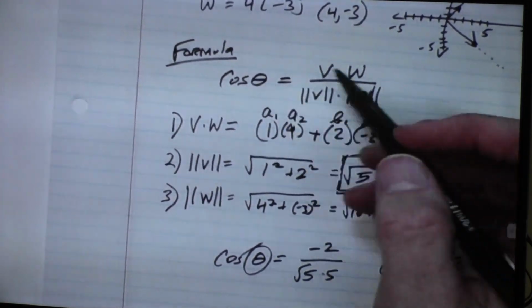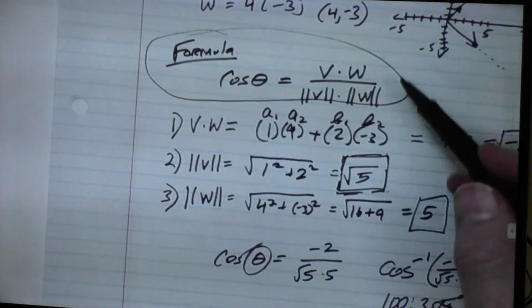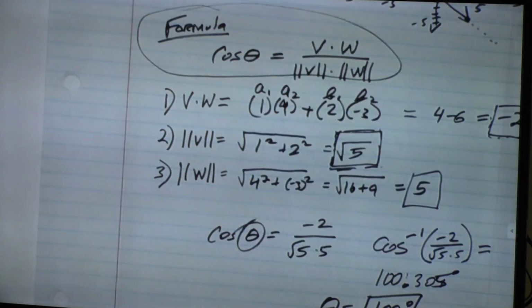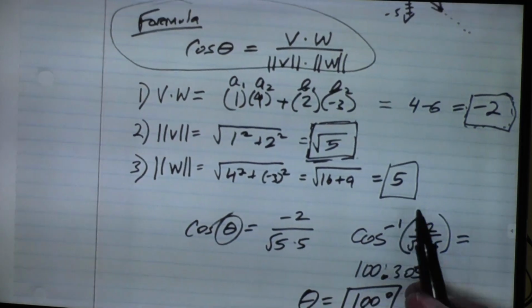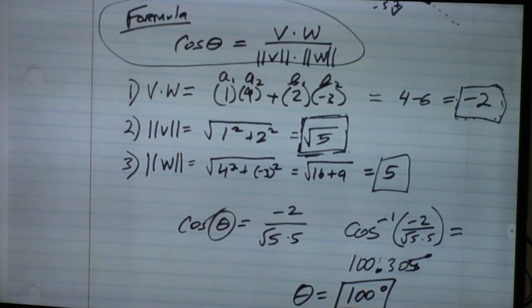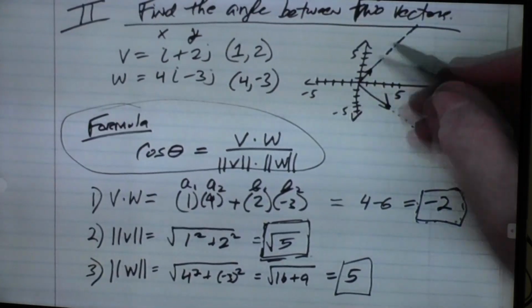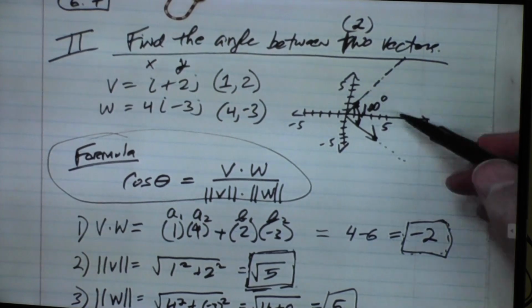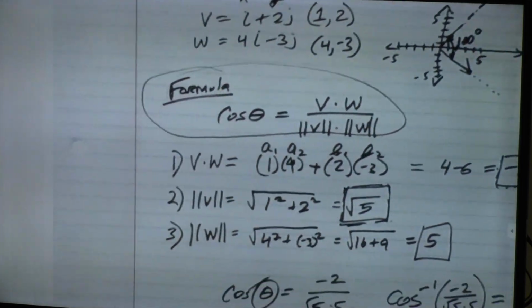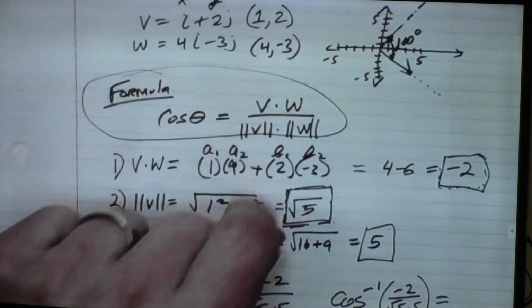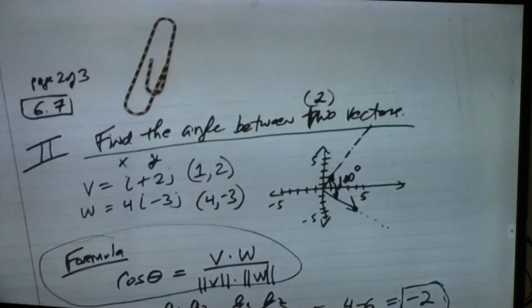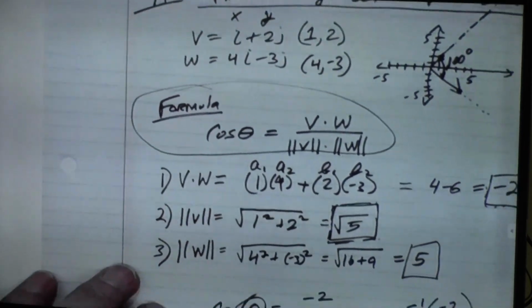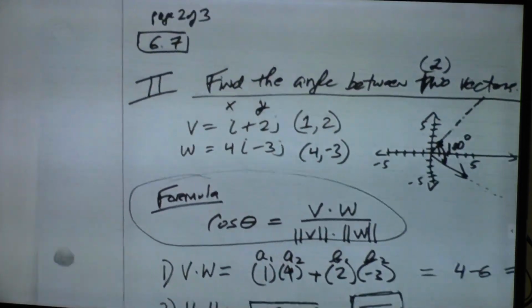So let's review here that you're using this formula to find the cosine of the angle. Once you find the cosine of the angle, you use cosine minus 1, and that will tell you the angle. So the answer to this one, the angle between the two vectors, we now know is 100 degrees. Okay? And that's how you figure it out. Two parts. You figure out all that, and then you do the minus 1 to get the angle. So that's the second of three things here from section 6-7. Let's look at the third one now.